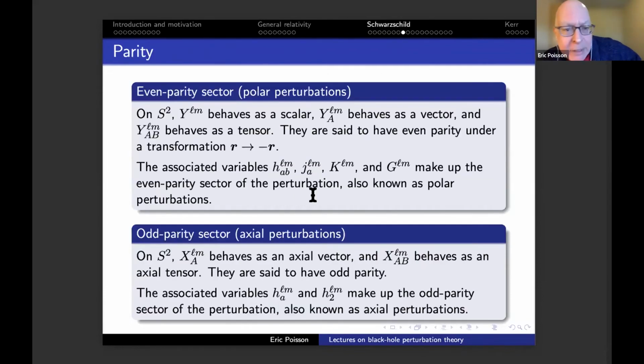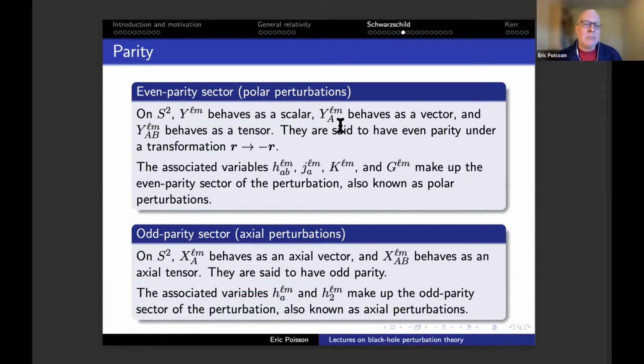So let me just make a few remarks about what we've accomplished so far. Again, I'm using my language, which is not the cosmological language that we've talked about a little bit. We're focusing on how things behave on the sphere. So those, the spherical harmonics, behave as a scalar. These behave as a vector. And these here behave as a tensor. Here I really mean a true vector and a true tensor, as opposed to what we'll have down here, which are axial vectors and axial tensors.